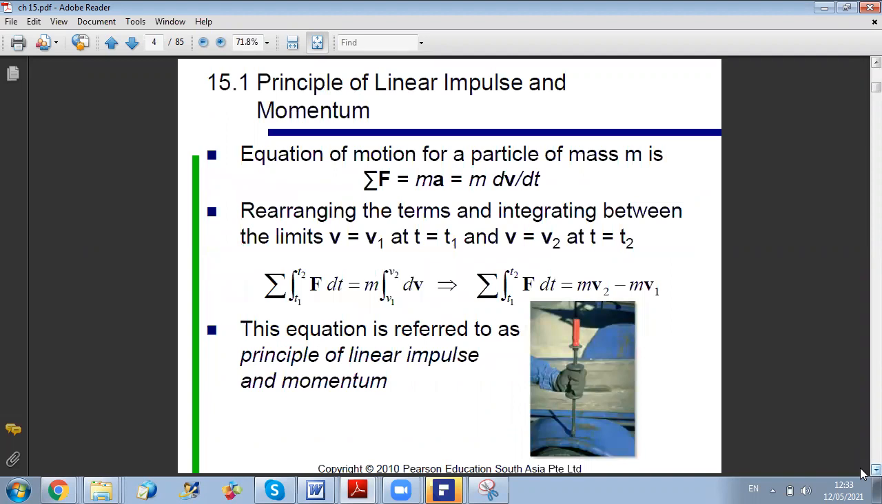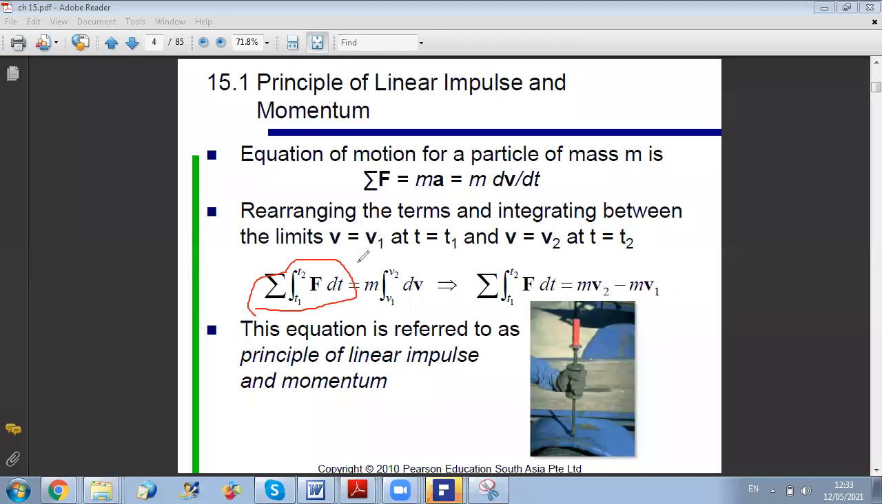So to start with, what is an impulse? Impulse is defined as the action of a force for a certain period of time. Okay. So if work is the integral of f ds, the impulse is the integral of f dt. So the impulse will take into account the effect of a force over a certain period of time. This term is called the impulse.